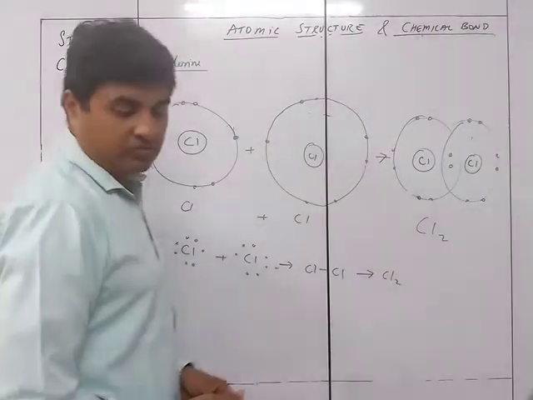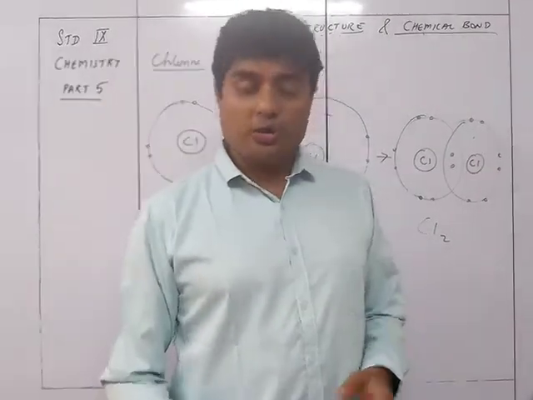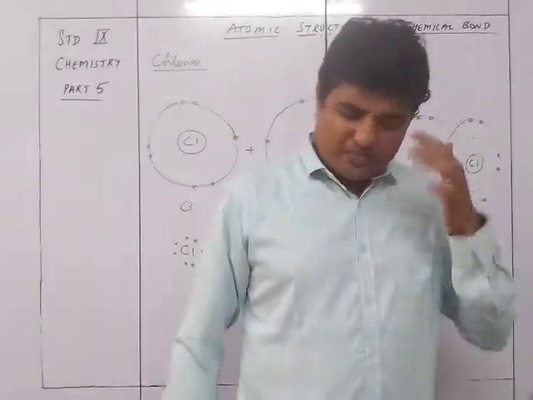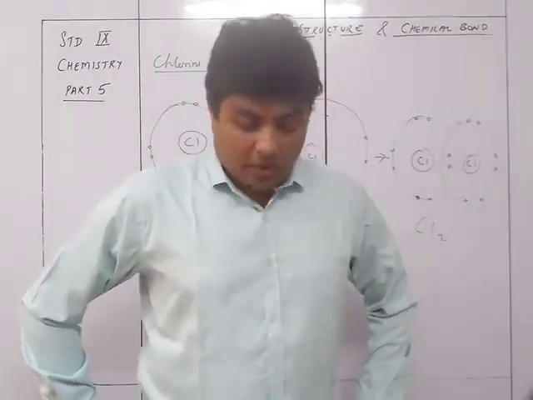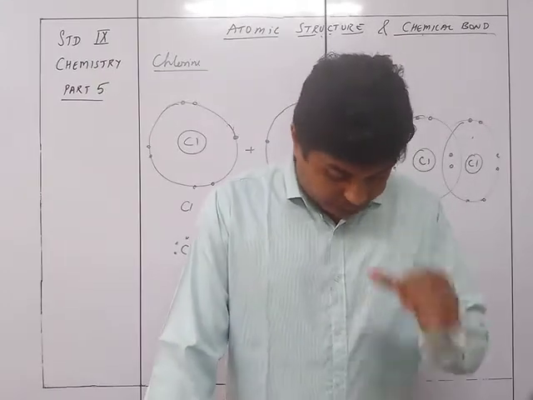So this is going to be the electron dot diagram of the structure of chlorine.